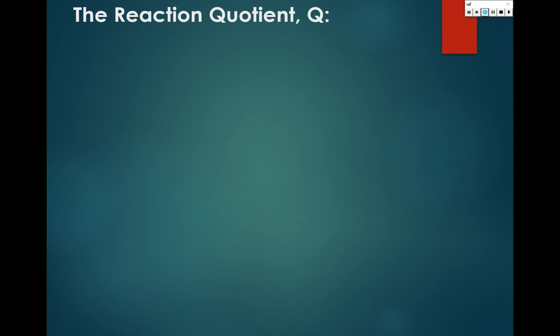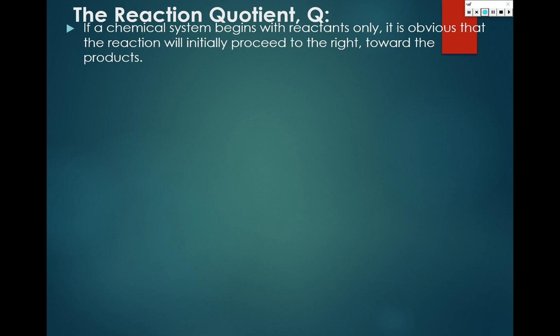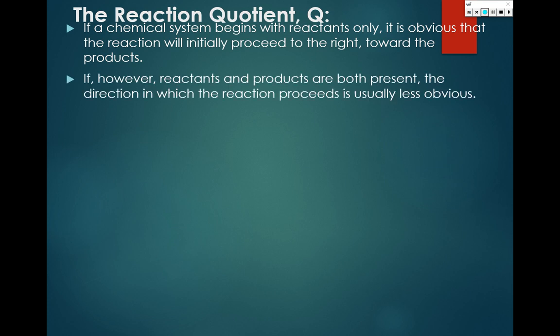So quotient is the answer for division. So we call this Q value the quotient because we're doing products divided by reactants. So if a chemical system begins with reactants only or only the products, it's obvious which way it's going to go. What happens if you're given concentrations of everything? Okay, so these questions will hopefully look a little bit unique. It's not going to say initially you have this. It's not going to say allowed to reach equilibrium. It's going to give you values and then it will say is the system at equilibrium.